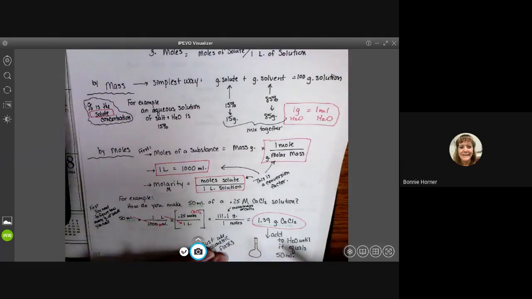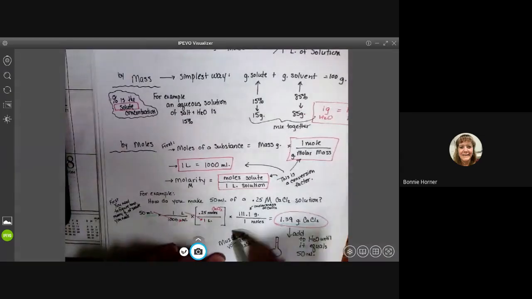You don't have to measure out the water. It will measure it out automatically for you, but you want to dissolve the solid a little bit. So you add a little bit of water, shake it around, get it dissolving, and add a little bit more water. Don't go over. If you go over, you have to start all over again. So you must use a volumetric flask to do this.